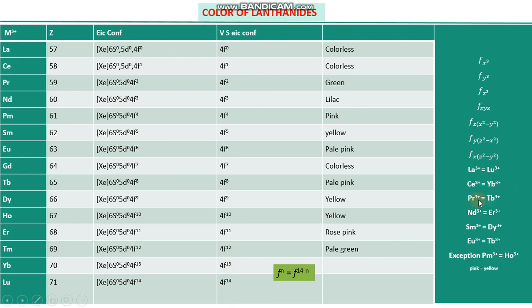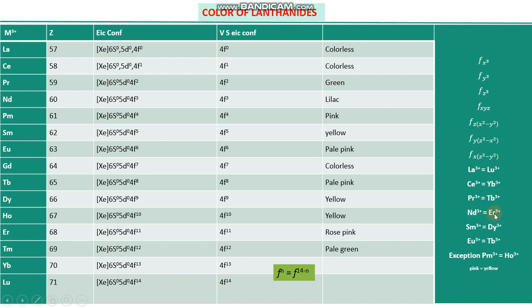Praseodymium and terbium, they have the same color. Praseodymium is 59. This is an F2 system. And terbium is an F8 system, which is pale yellow. So in some books you will see that they have similar colors.